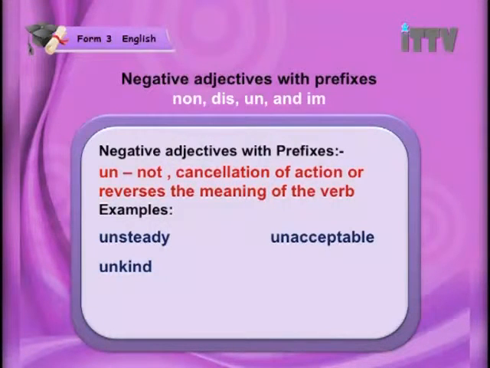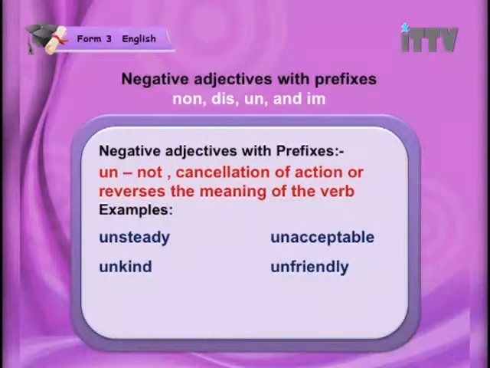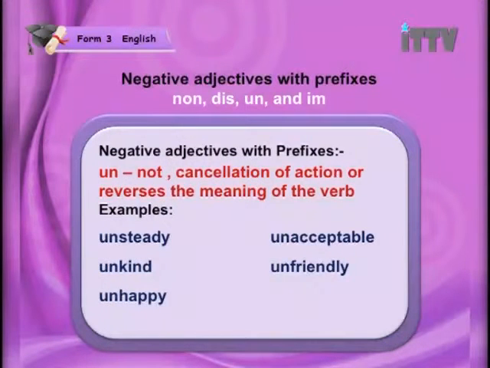Unkind. So what is the opposite of unkind? Kind. The moment you add a prefix, it gives a different meaning. Unfriendly. So the word here is friendly. You add the prefix and it becomes unfriendly. Unhappy. What's the opposite? Happy. Unwell. Now, opposite is well.